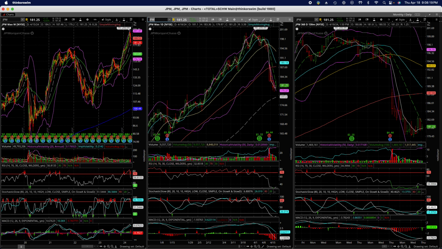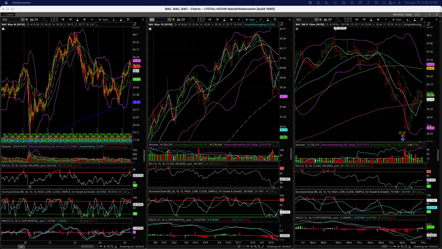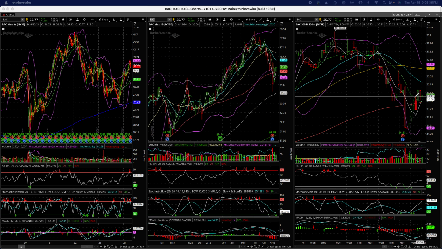So I think that's kind of what was going on here with JP Morgan. It looks like it's kind of stabilized since then, but still below a declining 5-day moving average. Next up, we have Bank of America. Bank of America, they also beat on their top and bottom line. They sold off along with the broader markets, but since then they have been recovering.